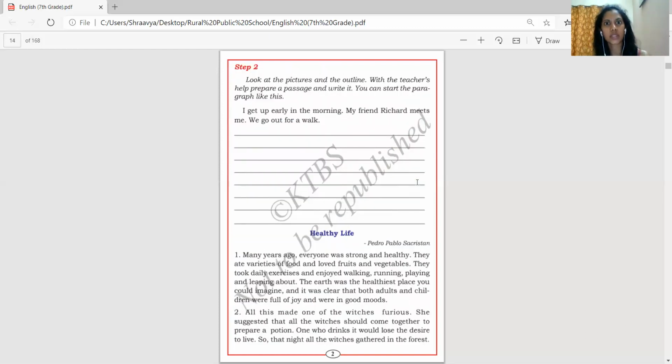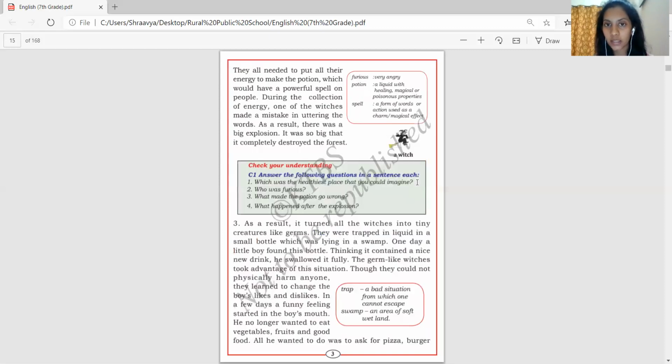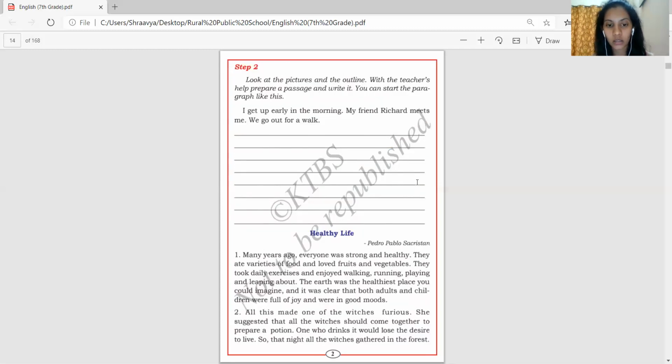She saw that everyone's happy and everyone's living a healthy life. So that made her very angry. She suggested that all the witches should come together to prepare a potion. So if you go on the next page, there is the meaning of potion, a liquid with healing, magical, or poisonous properties. So it is like water or milk, you know. So she wanted to make a potion.